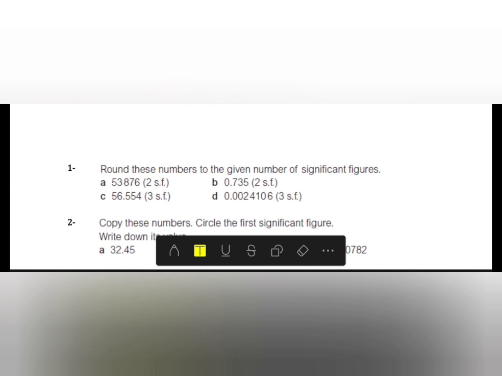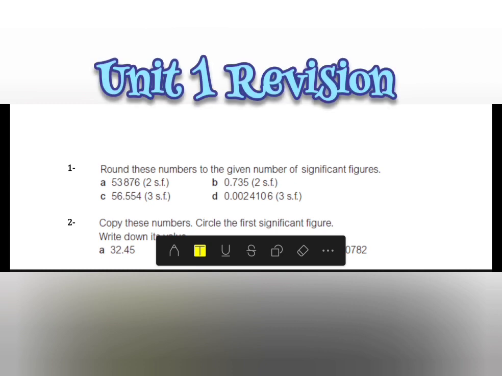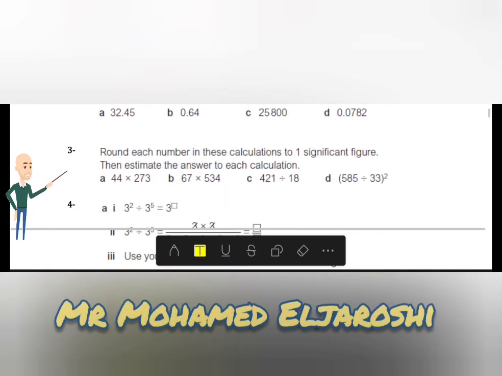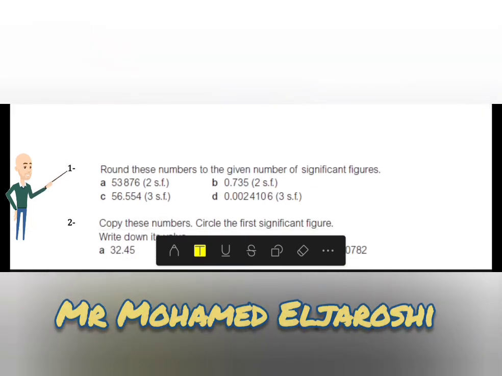In this video, we're going to talk about a revision for Unit 1. Now we're going to answer these questions one by one, and we will understand the idea of answering every question. Now let's start with question 1 here. In question 1, round these numbers to the given number of significant figures.